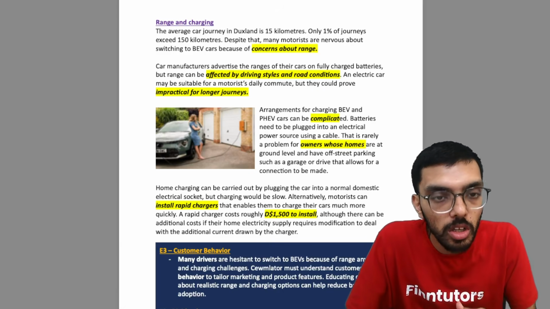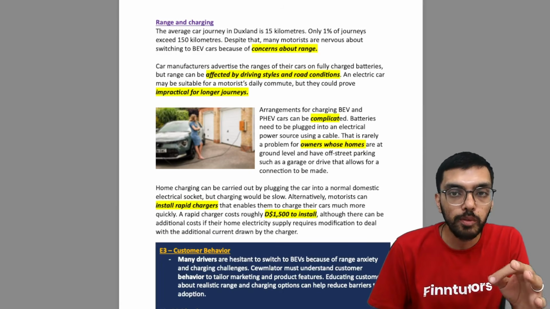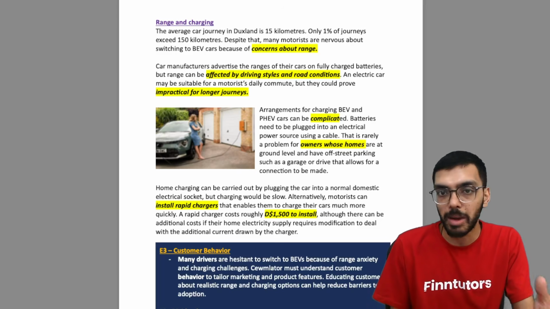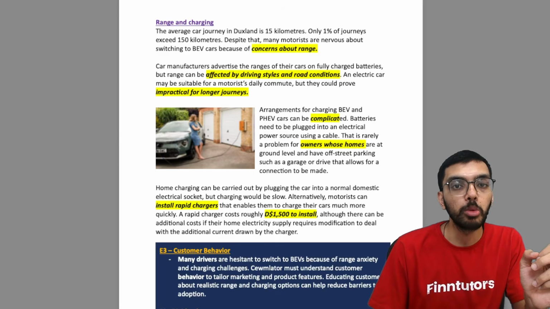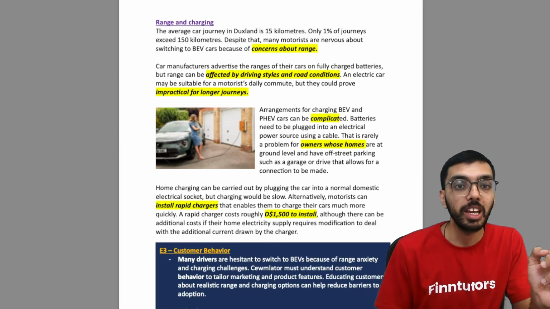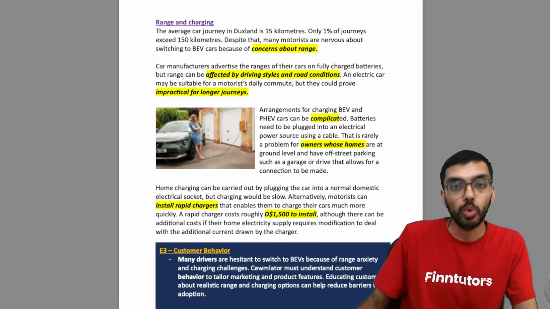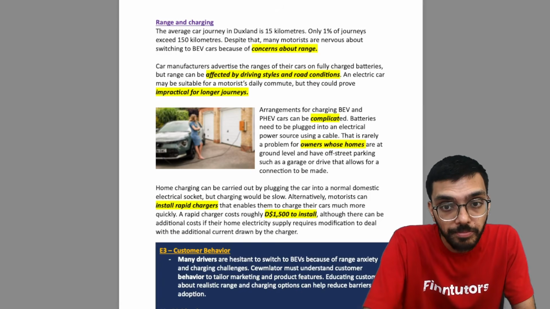It's a big issue. Car manufacturers advertise the ranges of their cars on fully charged batteries, but range can be affected by your driving style, by your road conditions. An electric car may be suitable for a motorist's daily commute, but it could prove impractical for a longer journey. 150, 200 kilometers, if you want to go intercity, it could prove impractical.